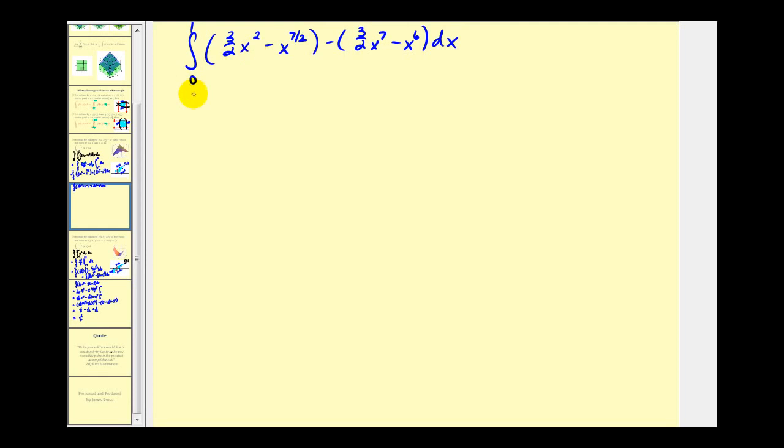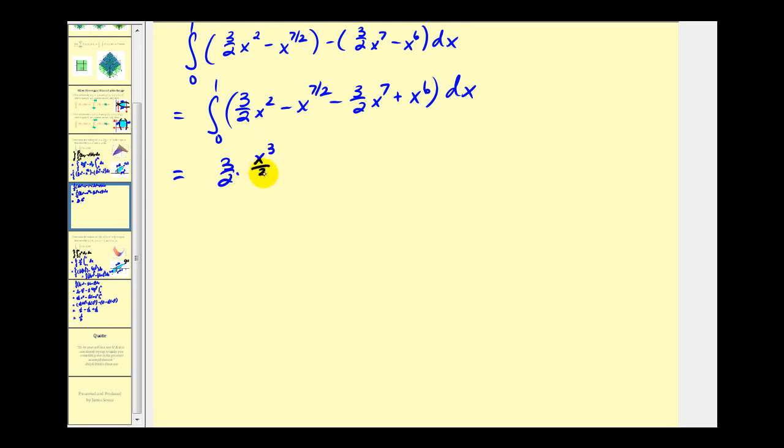Let's go ahead and clear the parentheses here. Notice we don't have any like terms, so we're going to integrate this now. We'll have 3/2 times x to the 3rd over 3 minus 7/2 plus 1 would be 9/2, so we'll have 2/9 x to the 9/2 minus 3/2 x to the 8th over 8 plus x to the 7th over 7. Now we need to evaluate this at 1 and 0. But let's go ahead and clean this up before we do that.